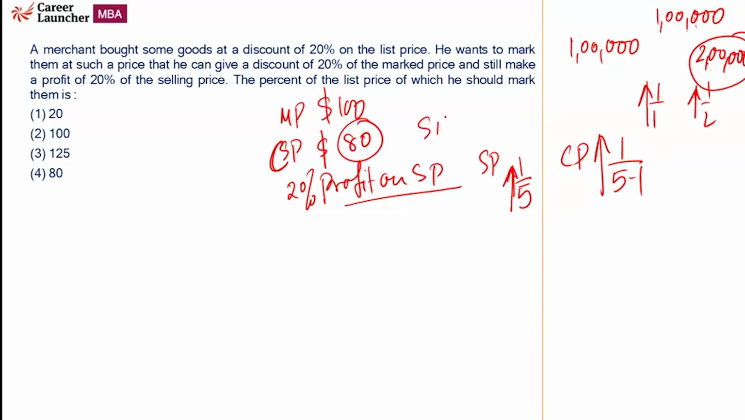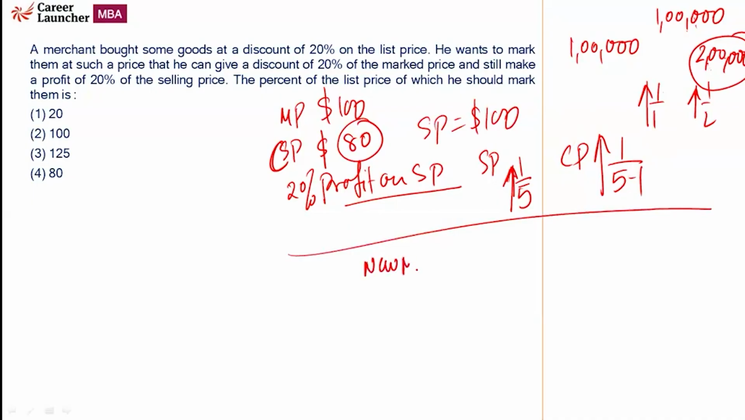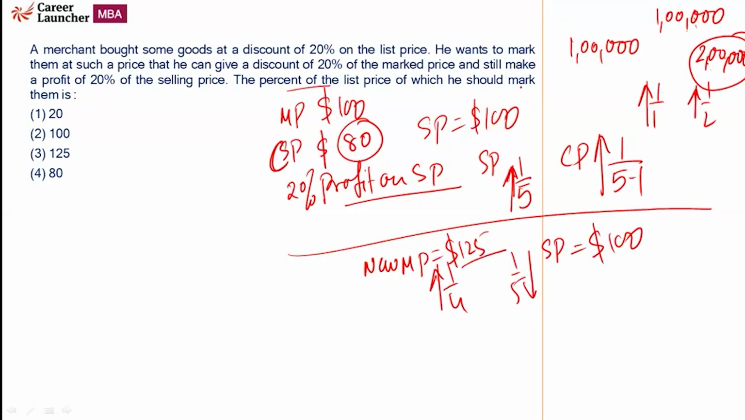So what is the selling price? $100, done. Now after that another story starts, the new mark price. The selling price is 1/5 less than the mark price, so the mark price will be more. So this is $100, it is 1/4 more. How much is it? 125. What is the percent of the list price at which he should mark them? I'll say 125, of the $100 price.